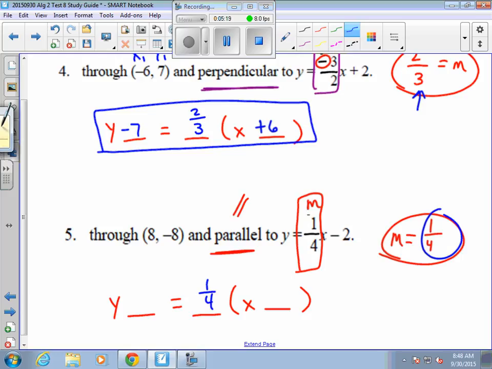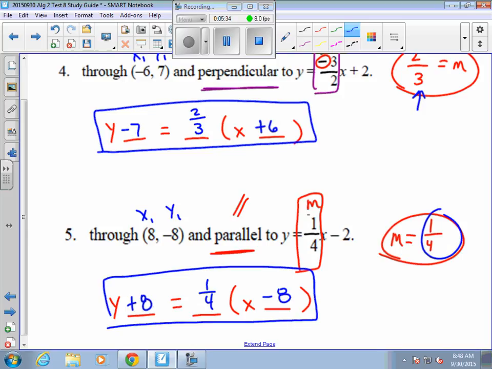Okay. Then you're going to put the opposites of your x sub 1 and your y sub 1. Y sub 1's opposite is -8. Its opposite is +8. And x sub 1 is 8. Its opposite is -8. Y plus 8 equals 1/4 times x minus 8.